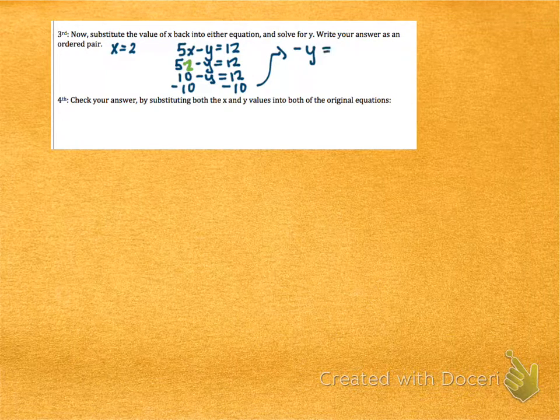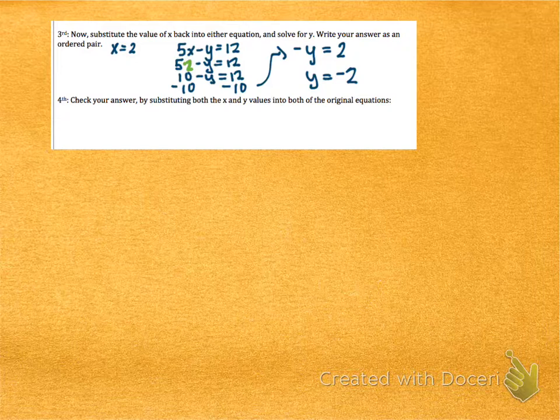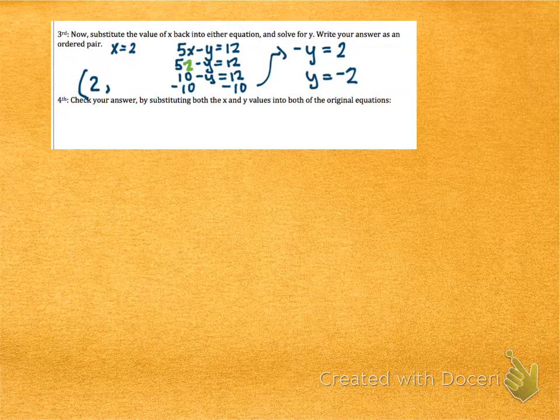I get negative y is equal to 2, and so y has to be equal to negative 2. And so I have gotten an ordered pair of x as 2 and y as negative 2.